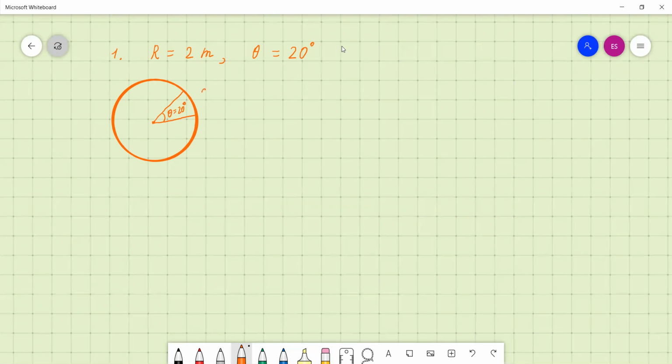And the question of the problem is how long is the arc? So how long is this little part over here? And the radius is known and it's 2 meters. So how would I calculate the arc length? Arc length, I'm going to use the formula, and the formula tells me that it's a radius r multiplied by angle theta. The only little feature here is that theta is supposed to be converted from degrees to radians.